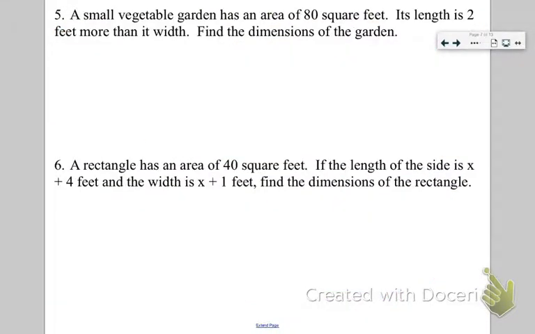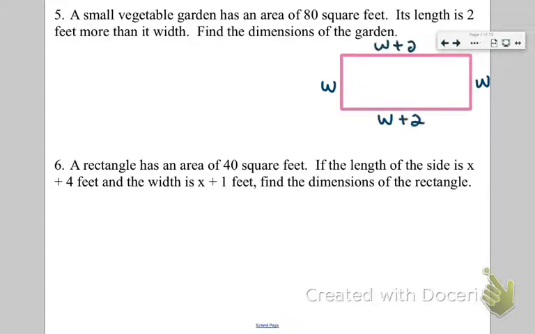Number 5, a small vegetable garden has an area of 80 square feet. Its length is 2 feet more than the width. Alright, so it doesn't say this, but it's supposed to say it's rectangular, so let's draw a rectangle. The length is 2 feet more than the width, so that means the width is just, we'll use W. The length is 2 feet more than that, so it's going to be W plus 2. Because it's a rectangle, opposite sides are equal.